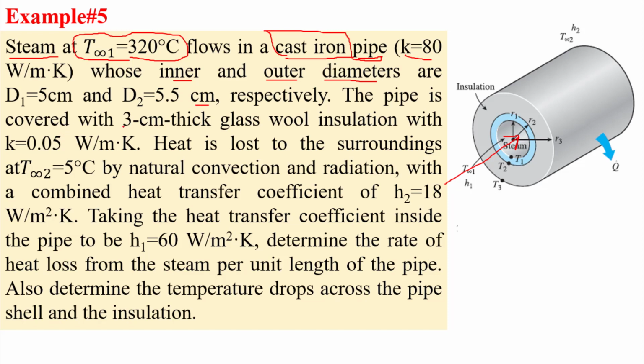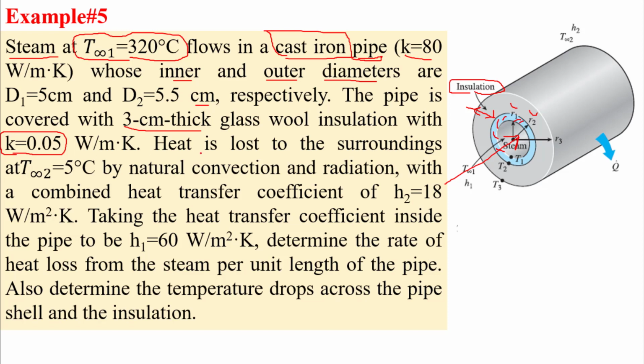The pipe is covered with 3 centimeter thick glass wool. So here we have insulation. Okay, so we have R1, we have R2, and this color represents the cast iron. The gray color represents the insulation, and this insulation's thickness is 3 centimeter, and the thermal conductivity is very low. It is not conductive. Its function is to do insulation.